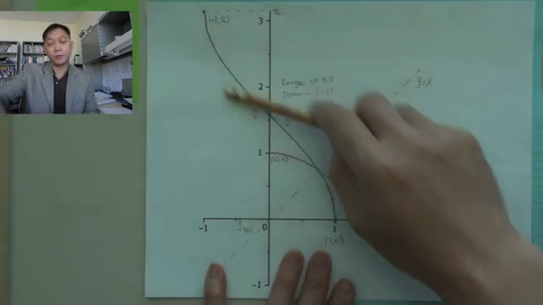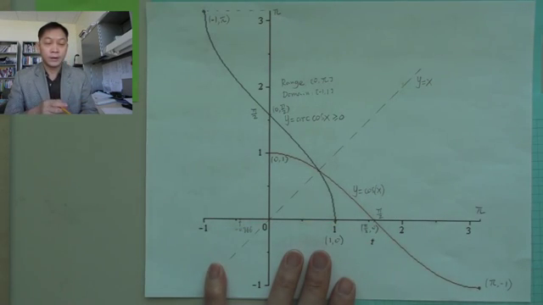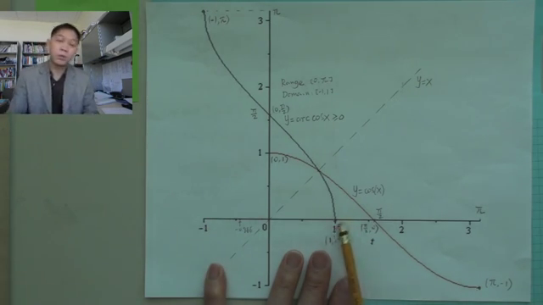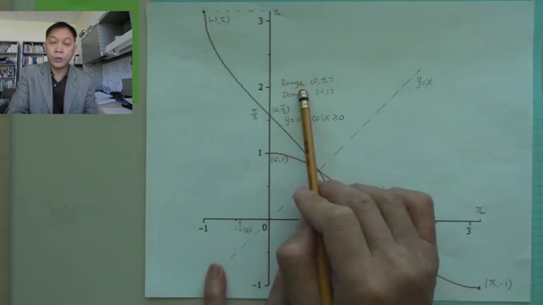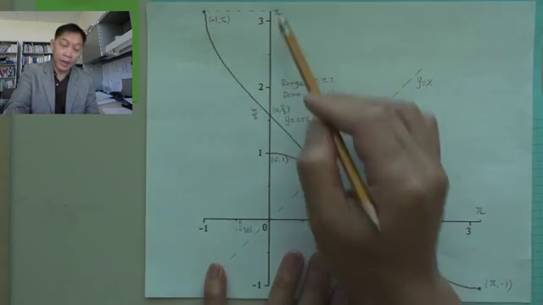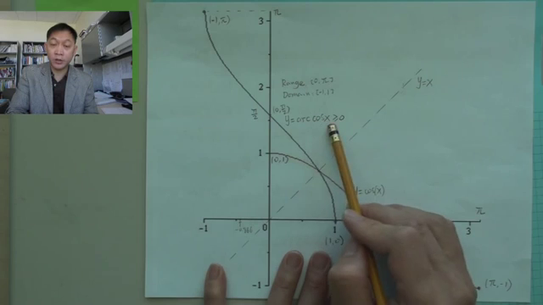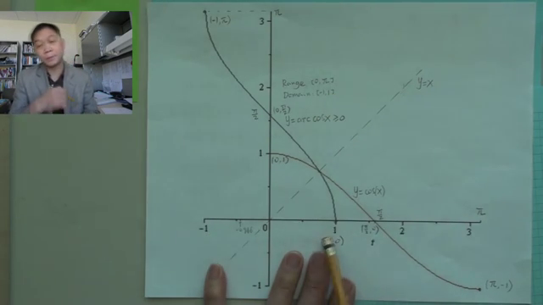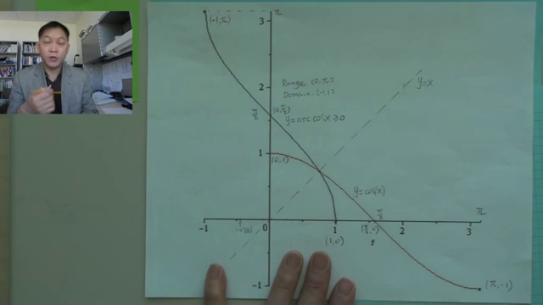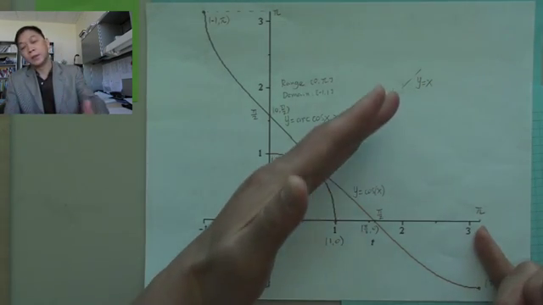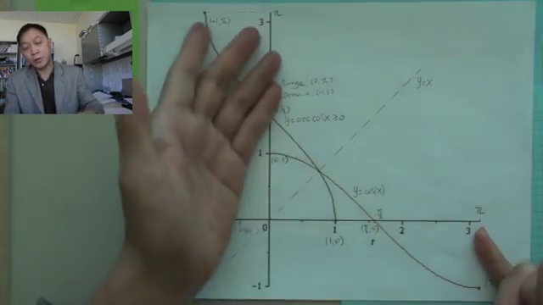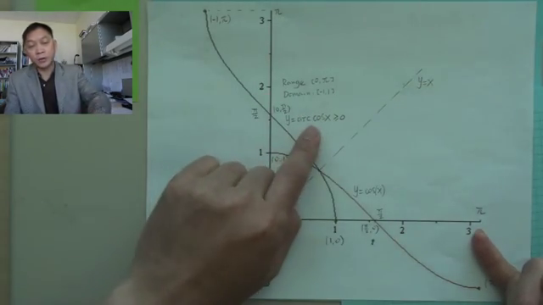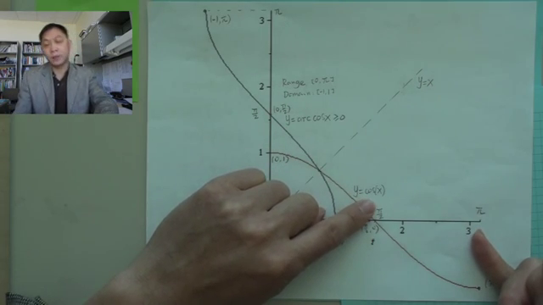Again, for arccosine, all the values are above the x-axis, so the output is positive. And the input can be from negative 1 to positive 1. So the range is 0 to pi. No negative. So arccosine x is always greater than or equal to 0. Domain from negative 1 to positive 1. From this point of view, the inverse function is symmetric with respect to cosine x. Arccosine and cosine are symmetric.